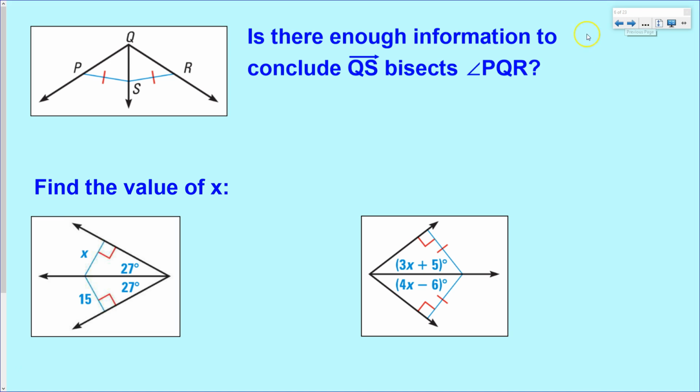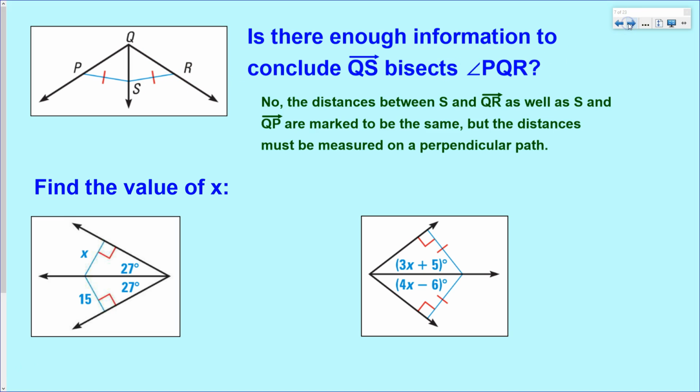On this first example, this illustrates the most common mistake made in this section, which is, hey, we've got two equal distances, so S must be on the bisector. Well, not quite true, because this angle right there is not marked as a perpendicular angle, so that means that this may or may not be the exact distance between S and R. Or, well, it is the distance between S and R, but it may not be the distance between S and ray QR. So make sure that you're always looking for that perpendicular symbol right there. So lots of words to explain that one, but that's basically the gist of it. It needs to be measured along a perpendicular path.